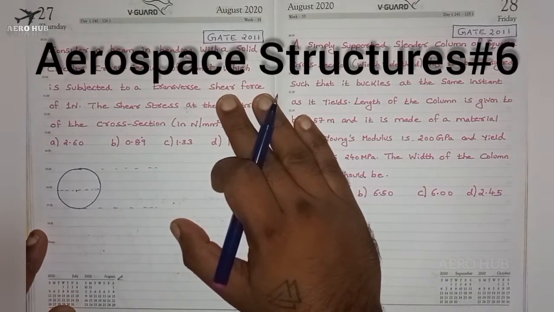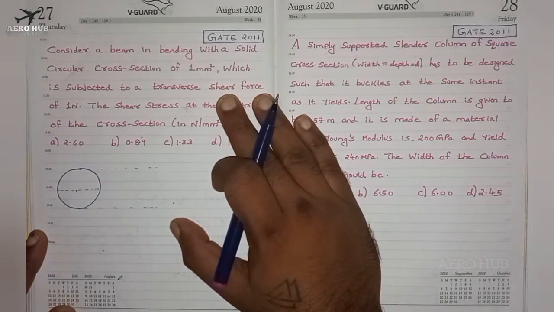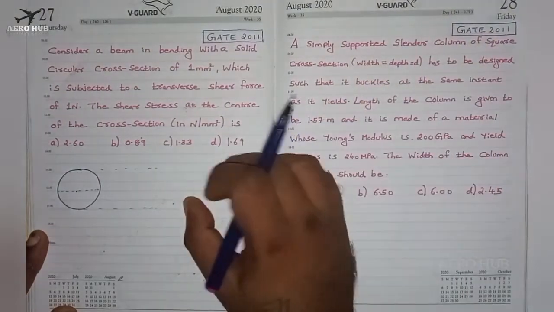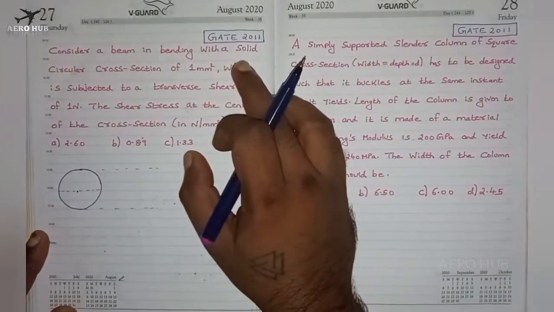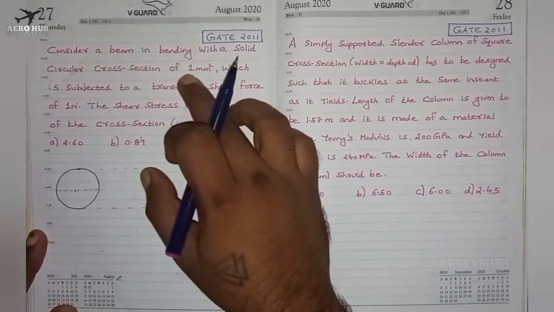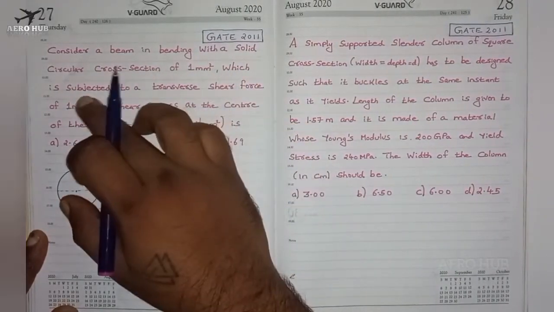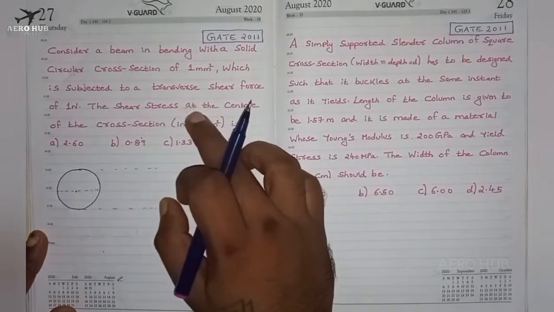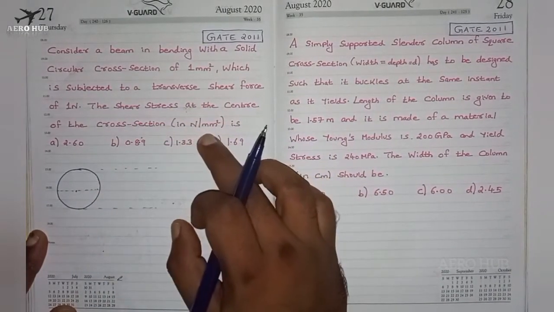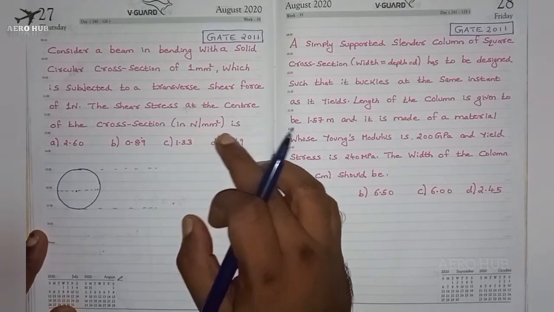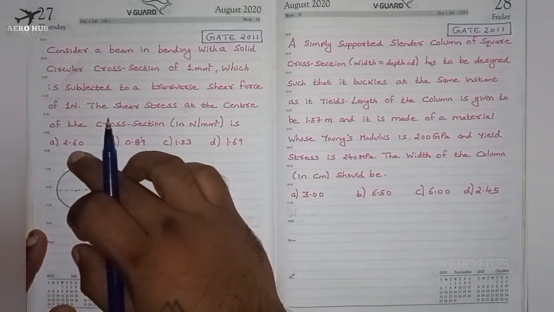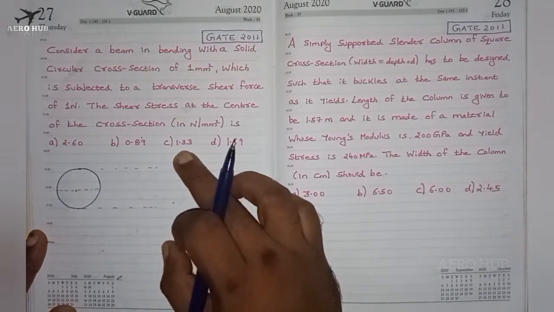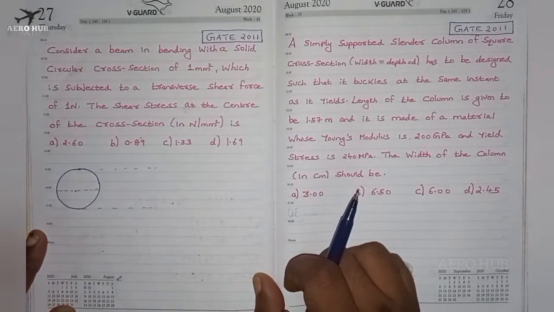And in this lecture, we will discuss some previous year questions of aerospace structures. Both these questions were asked in GATE 2011. Consider a beam in bending with a solid circular cross section of 1 millimeter square, which is subjected to a transverse shear force of 1 Newton. The shear stress at the center of the cross section in Newton per millimeter square is option A 2.60, option B 0.89, option C 1.33 and option D 1.69.